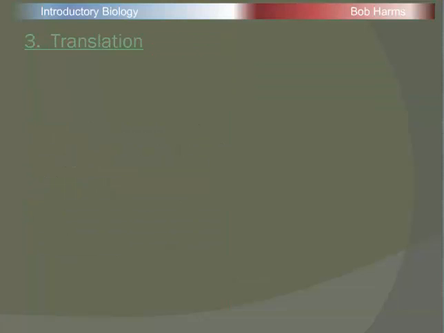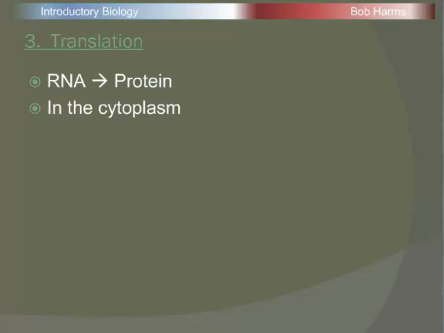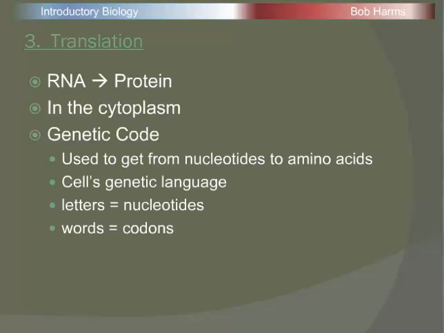The final stage of our gene expression is translation, and this is the RNA to protein stage where we are going to start building the physical protein. This is the only step of the three that occurs out in the cytoplasm. To get RNA information converted into protein, cells use what's called the genetic code. The genetic code is used to convert our language from nucleotides to amino acids.